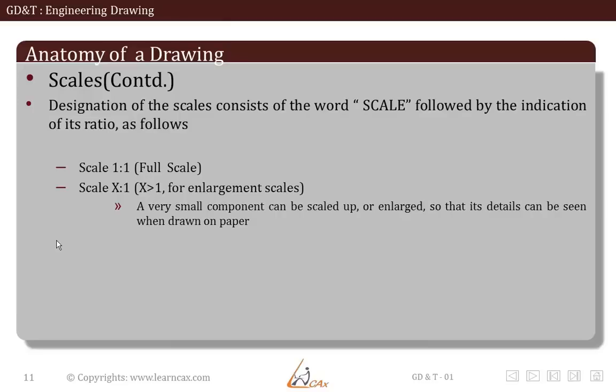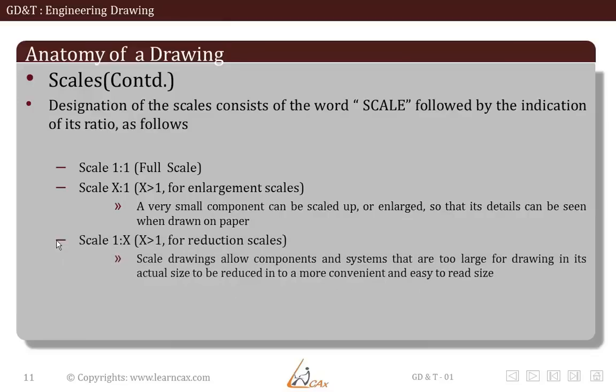Now scale x:1, where x is greater than 1, is used for enlargement purposes. Here goes the explanation of it. A very small component can be scaled up or enlarged so that its details can be seen when drawn on paper. The next type is scale 1:x, wherein again x is greater than 1. This is used for reduction purposes. Scaled drawings allow components and systems that are too large for drawing at actual size to be reduced into a more convenient and easy to read size.